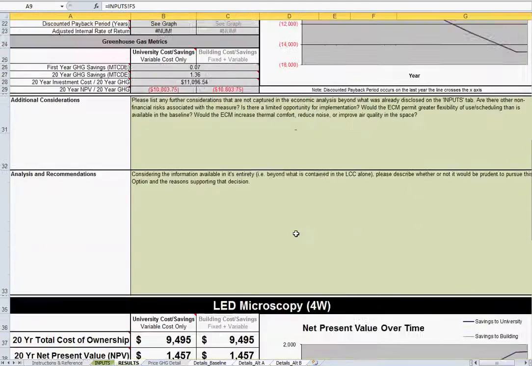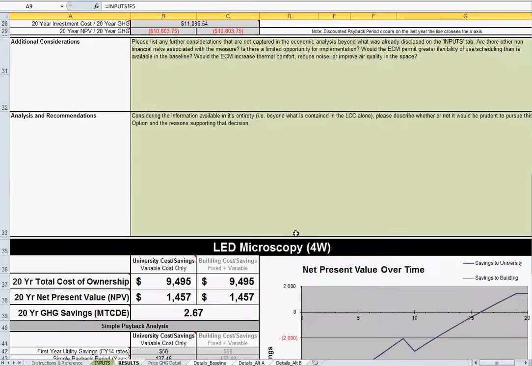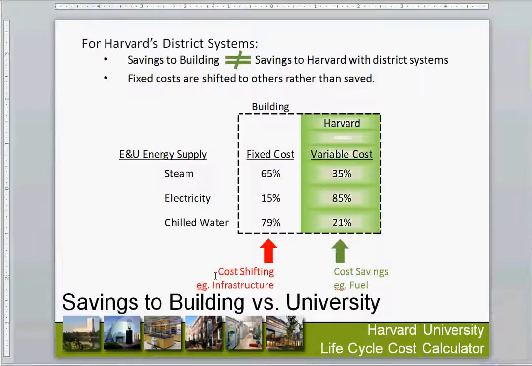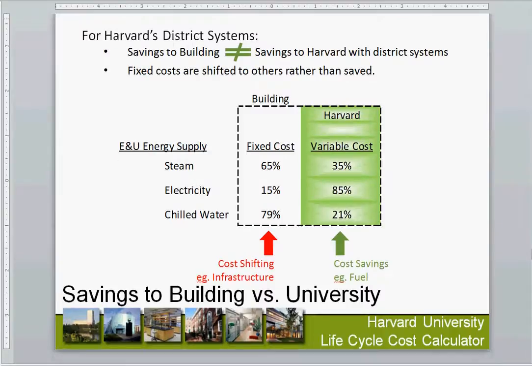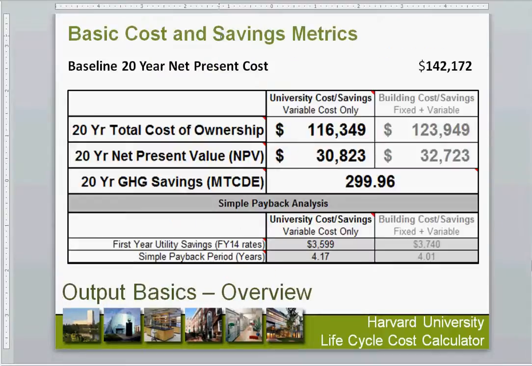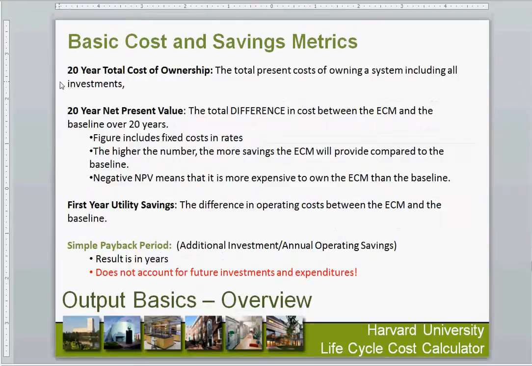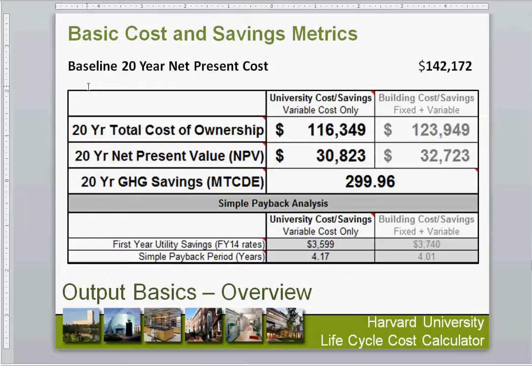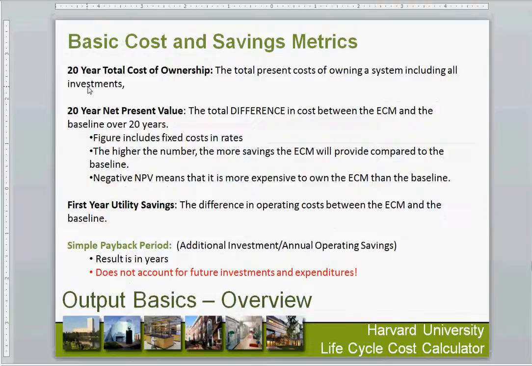So there's a lot of reasons, and that's essentially why we're showing these two savings, because we want the building to have a reasonable understanding of how their costs are likely to be. However, we want them to also understand how much the university is saving over time as well. So again, this is a hypothetical example. I think at this point it's easier to talk through this from our calculator itself.